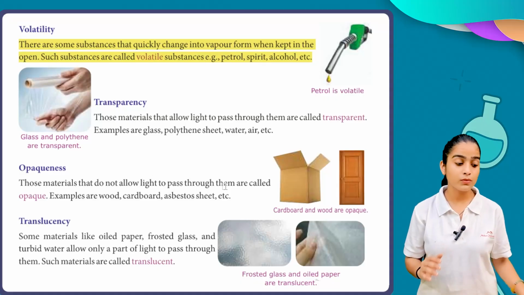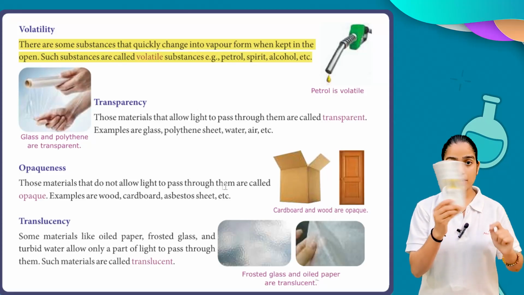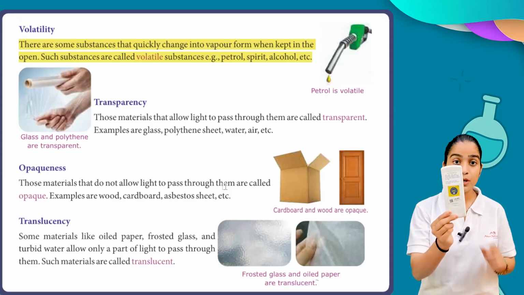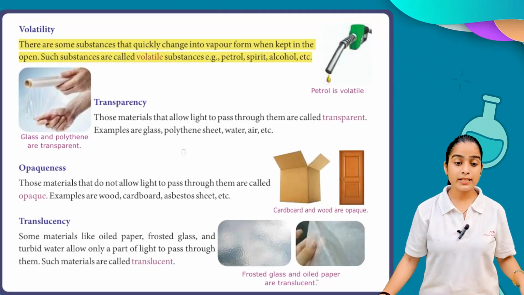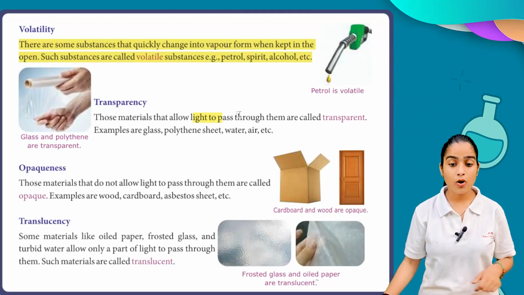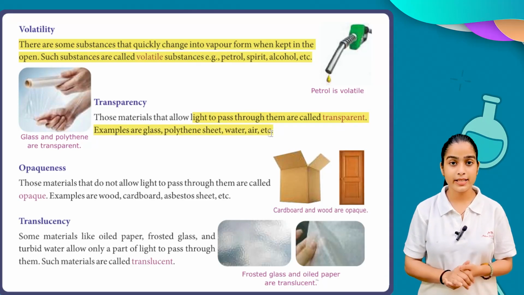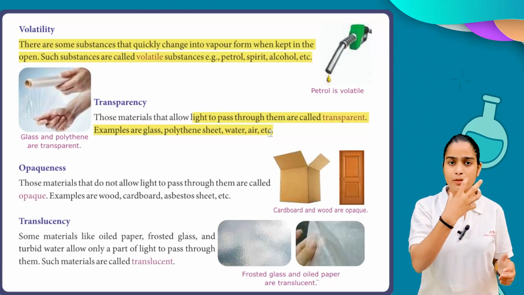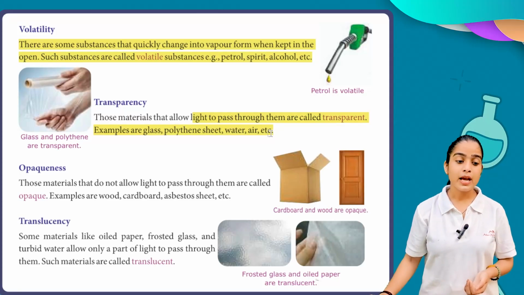Transparency is a very common word. When I can see through the medium in front of this AC remote, that is called transparency, but the remote is not transparent because I cannot see through it, right? So those materials that allow light to pass through them are called transparent. Examples are glass, polythene sheets, water, air, etc. Those media pass light through them, so they have the transparency quality.